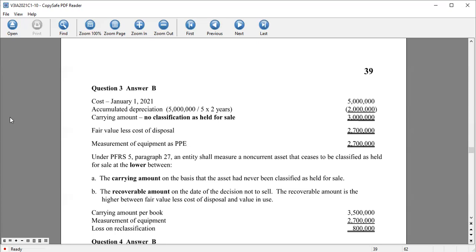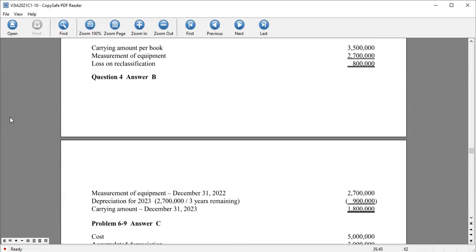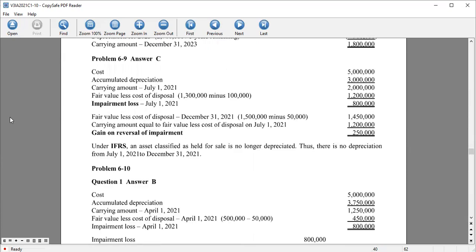And question number 4, what is the carrying amount of the equipment on December 31, 2023? So the answer is the amount of 1.8 million. That's a letter B for question number 4. Then we go to 6-9. 6-9, we have the amount to be reported as gain on reversal of impairment in 2021. So we have the cost, accumulated depreciation of 3 million, the carrying amount of 2 million, fair value less cost of disposal 1.3 million minus 100,000 or 1.2 million.